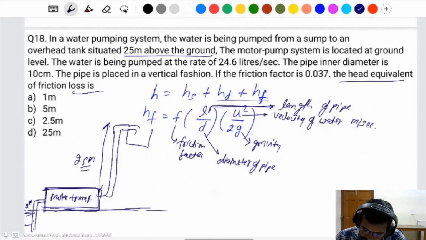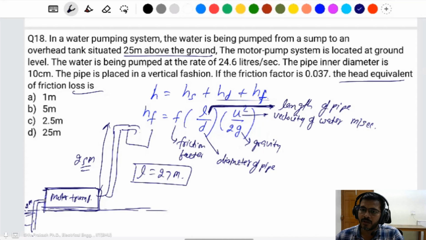That's why this is the total head. If you calculate the total length, 25 plus 2, the total length is 27 meter. If you do not include the suction head, then the length is simply 25 meter only. Sorry, the length is 27 meter.